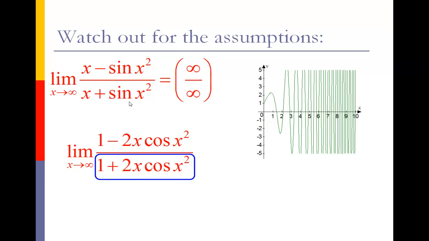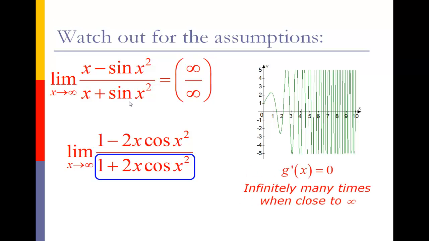And now you can see that that function ends up becoming 0 infinitely many times when you get close to infinity. So it doesn't matter what interval around infinity we use, our denominator, or the derivative of the denominator, becomes 0 infinitely many times, and that's contrary to the assumptions, and that's the reason why in this situation L'Hopital's rule doesn't work.